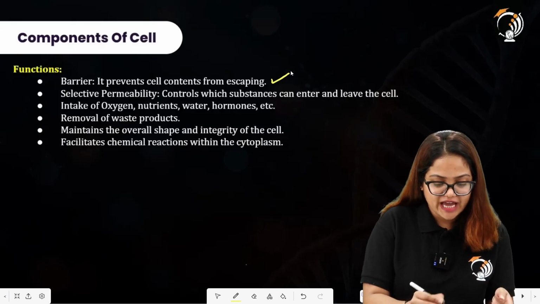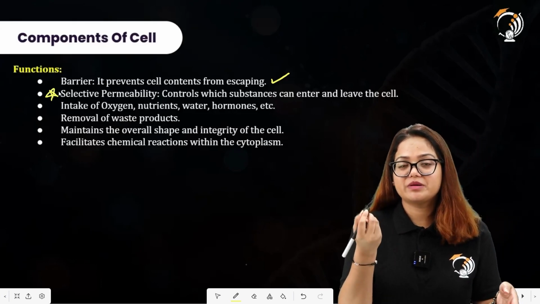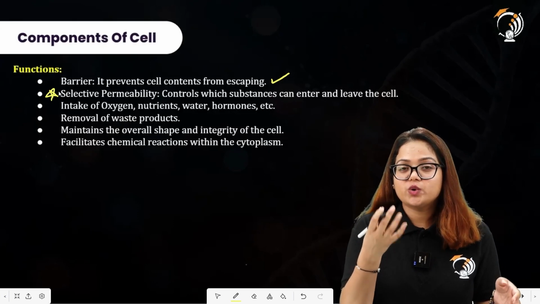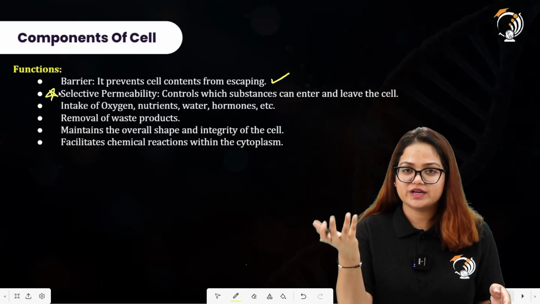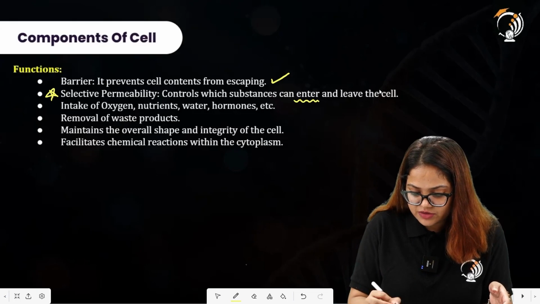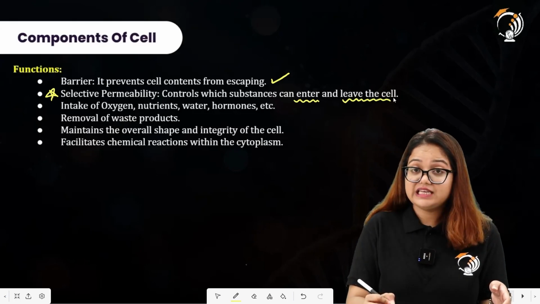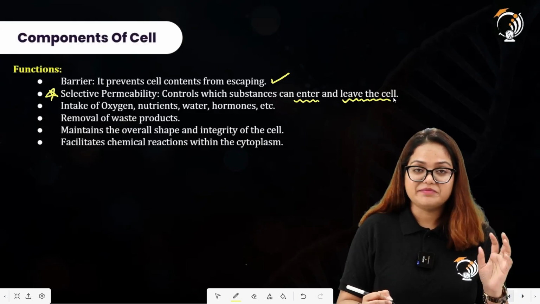All right. Then we have selective permeability, which is shown by the plasma membrane. So it is a property by which only certain substances are allowed to cross the cell membrane, or you can say plasma membrane. All right. Then it controls which substances can enter and which substances can leave the cell. It is always controlled by the cell membrane here.